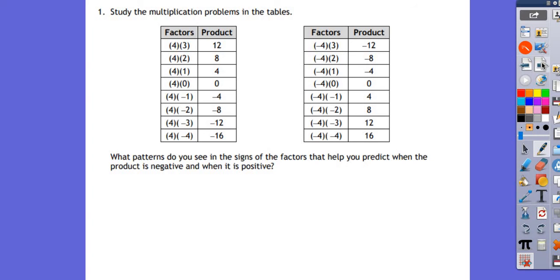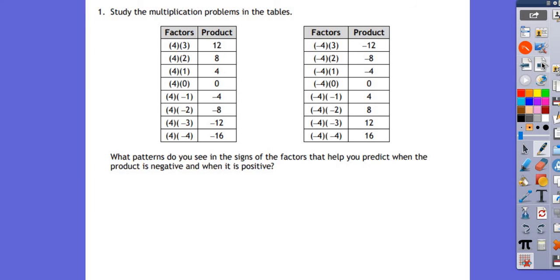So let's look at the positives times the negative. 4 times a negative 1, did it give me a negative? Yes. Positive times a negative, did it give me a negative? Yes, ma'am. Okay, so he found a pattern from that. A positive times a negative gave him a negative. Any other patterns with the other problems that could help us?